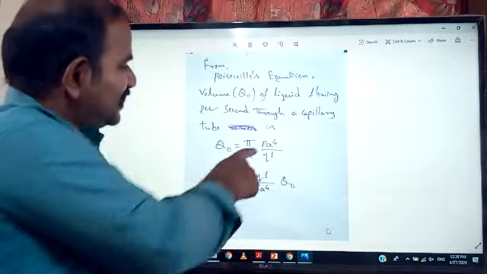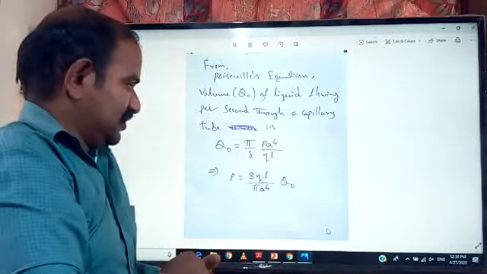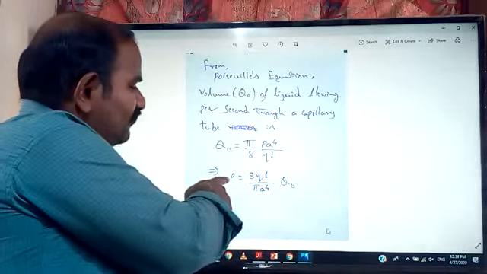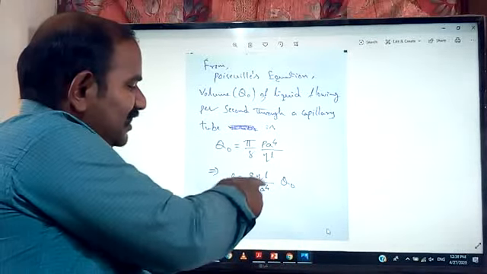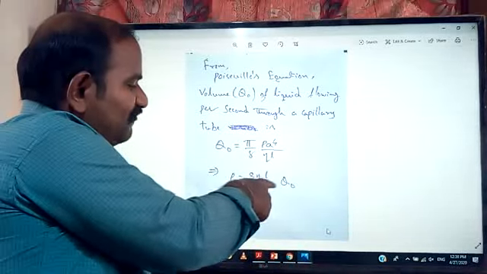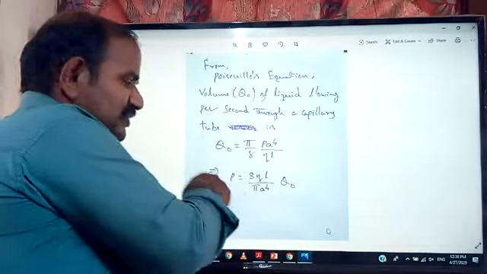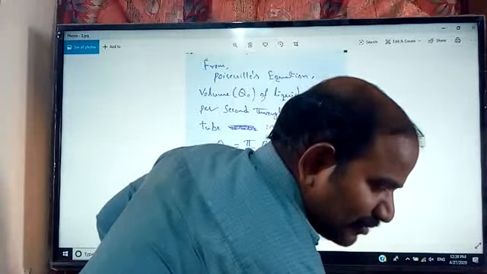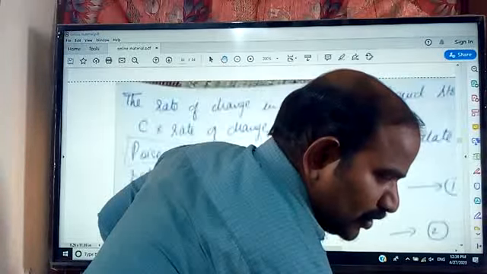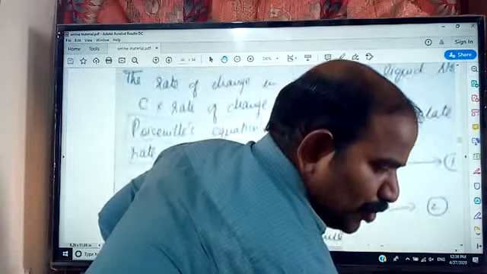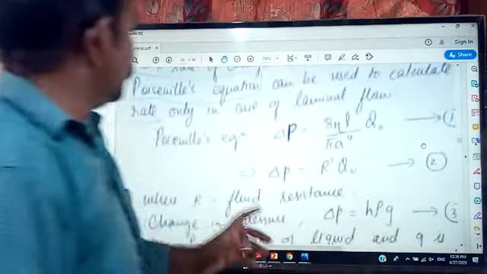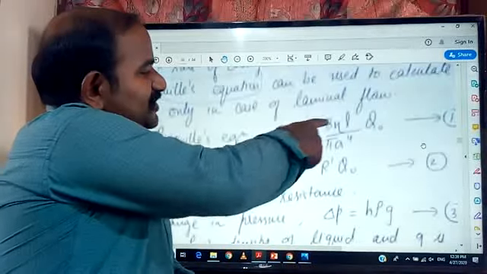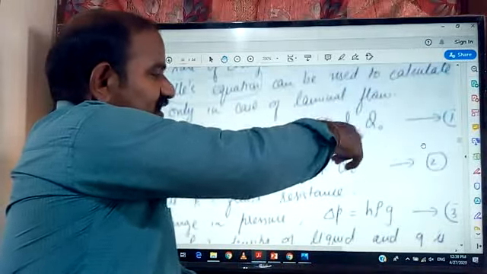Eta is the viscosity of the liquid, and L is the length of the tube. Here I am rewriting the same equation in terms of the pressure change within the tube, which is P equals 8 eta L by pi into a to the power of 4 into Q naught. This is the same equation, which is there in the material I sent you through WhatsApp. So here we have the change in the pressure, indicated using this equation.